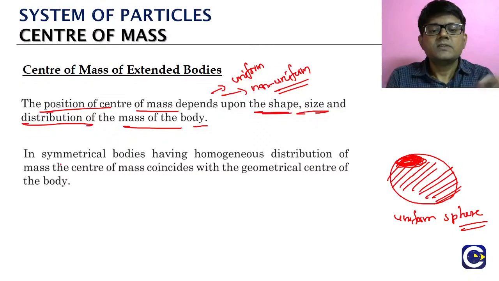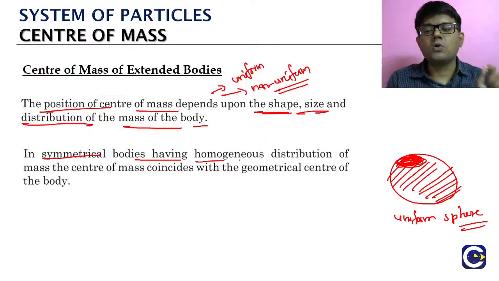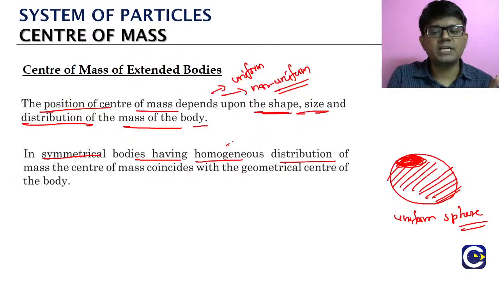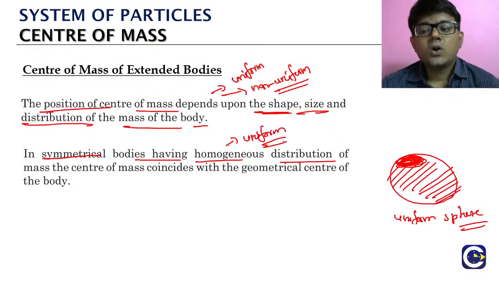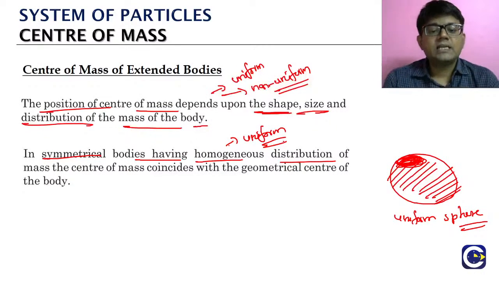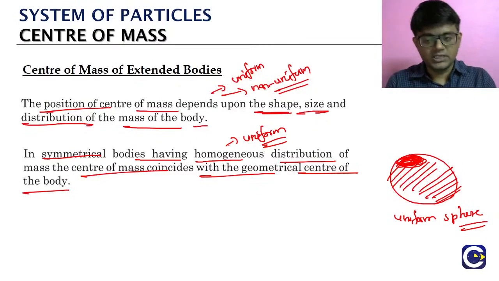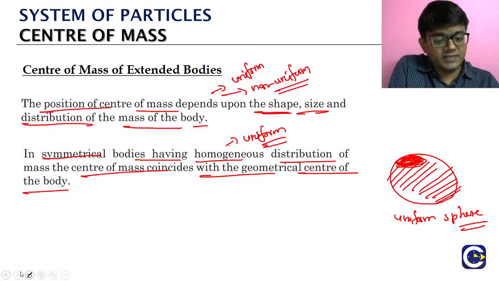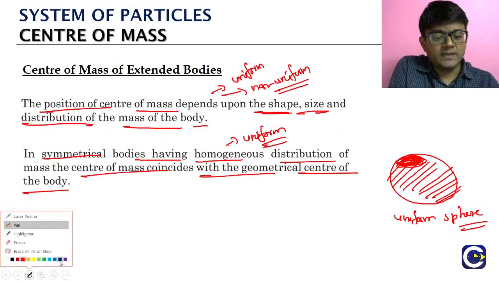Okay, for symmetrical bodies having homogeneous distribution of mass, homogeneous means uniform. For symmetrical bodies having homogeneous distribution of mass, the center of mass coincides with the geometrical center of the body. இது ஒரு ரொம்ப இம்பார்ட்டன்டான ஸ்டேட்மெண்ட். We'll see ஏன் இப்படி ஆகுதுன்னு சொல்லிட்டு. Okay, so what are we saying?